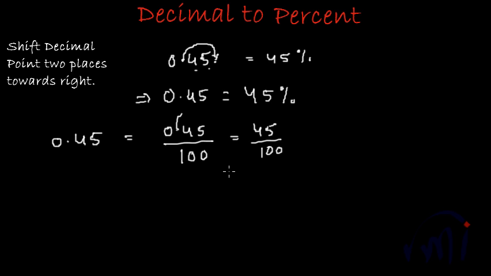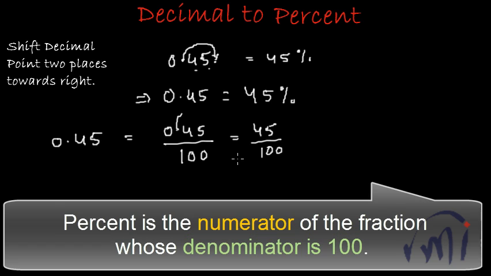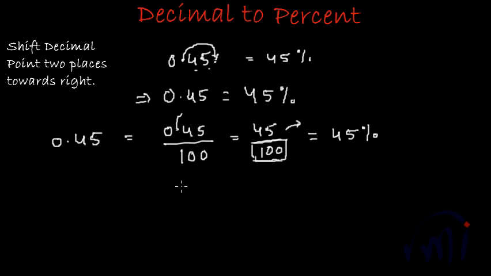And what is percent? Percent is nothing but the numerator of the fraction whose denominator is 100. So here we have got denominator 100, so its numerator will be the percent value, right? So it can be written as 45%, isn't it? 45 by 100 is what? You take a thing, divide it into 100 parts and take 45 out of that. So you have taken 45 parts out of 100 parts.